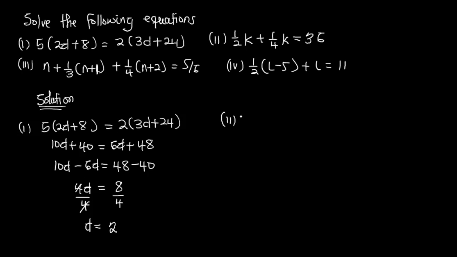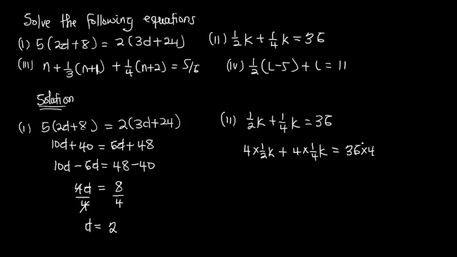So let's proceed. So we have 1 over 2k plus 1 over 4k is equal to 36. All right, so over here the first thing we need to do is to get rid of the fractions. We do that by multiplying through by the LCM. So the LCM for 2 and 4 is 4, so we use 4 to multiply half k plus 4 multiplied by 1/4 of k is equal to 36 multiplied by 4.